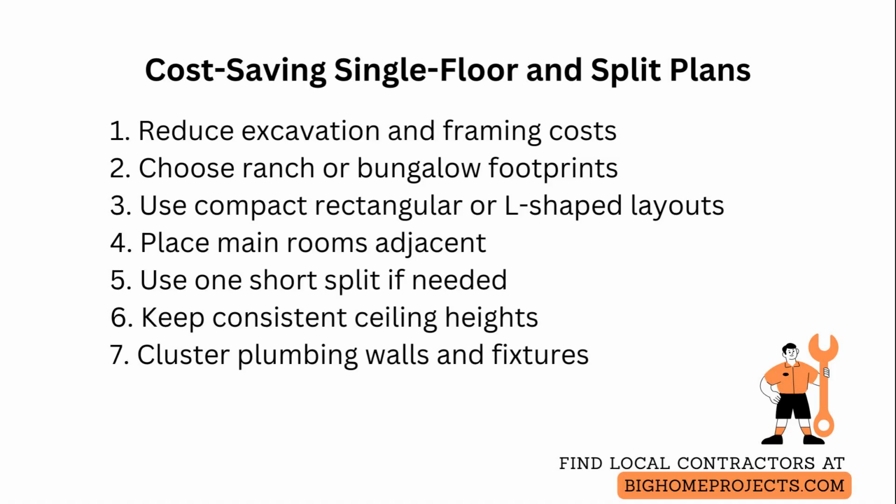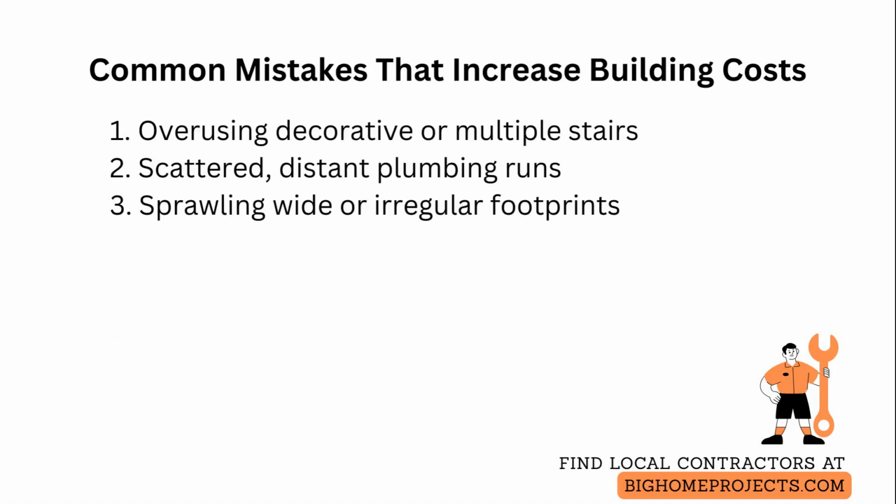Keep ceiling heights consistent across most of the home to avoid costly raised beams and complex roof junctions. Design closets and bathrooms back-to-back to share plumbing walls and keep the plumbing zone compact, which reduces pipe lengths and mechanical labor. 3 common mistakes are overusing stairs, creating scattered plumbing, and sprawling open plans that increase envelope area.